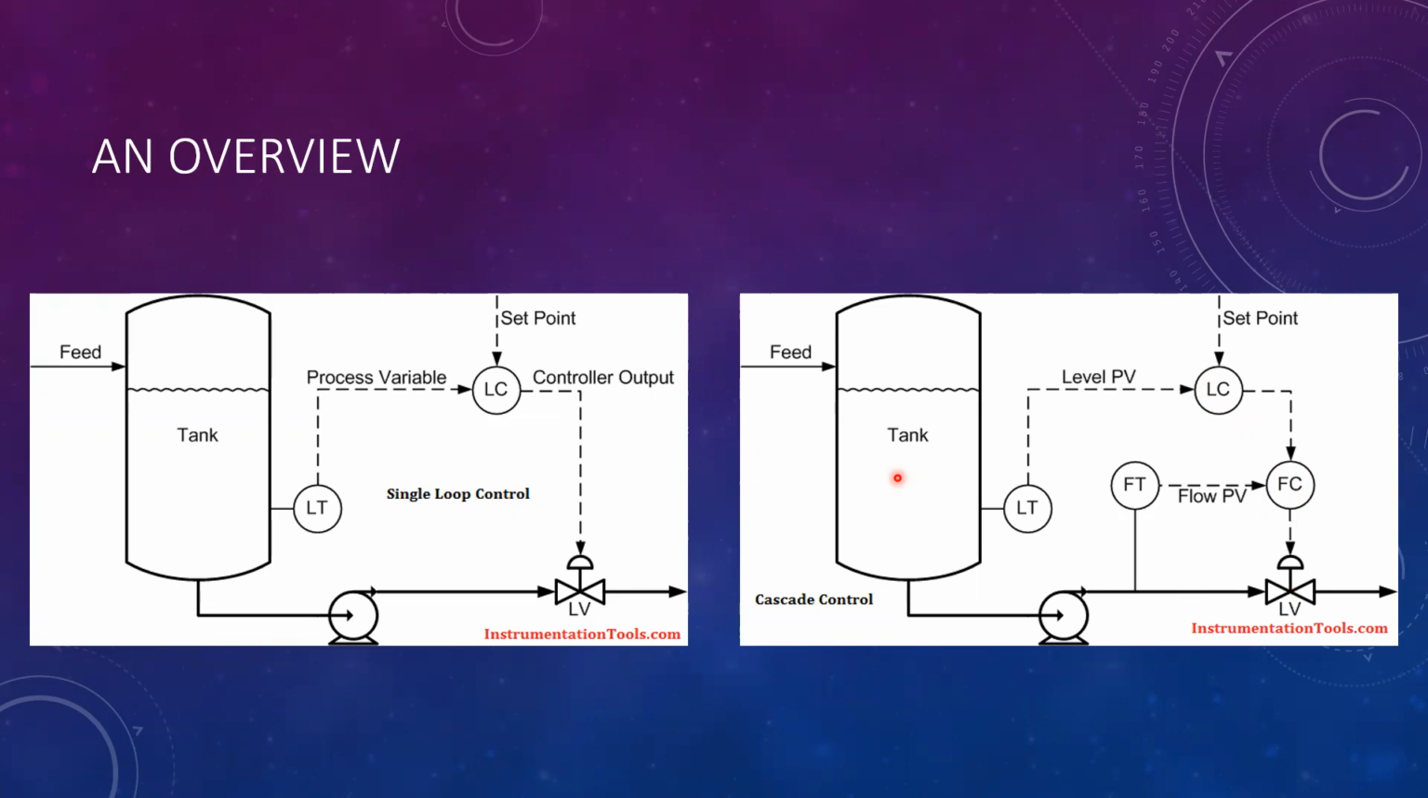The controllers can receive one of two names according to their function. Primary, outer, or master controller is going to be the controller driving the set point, which in this case is going to be the level controller. And the secondary, inner, or slave controller is going to be the controller that receives the set point. And in this case, it is going to be this other controller.